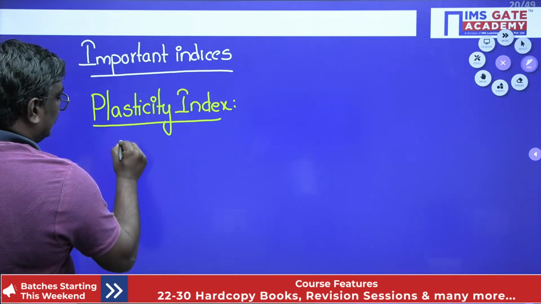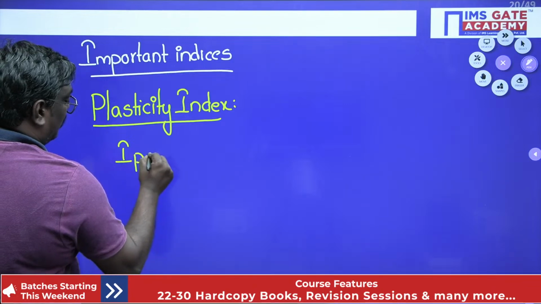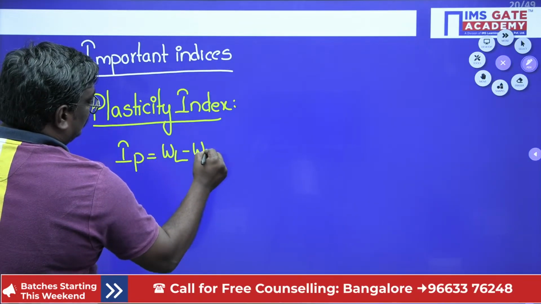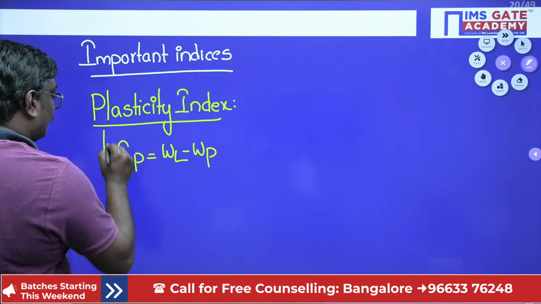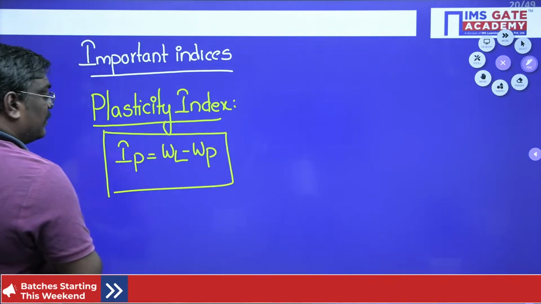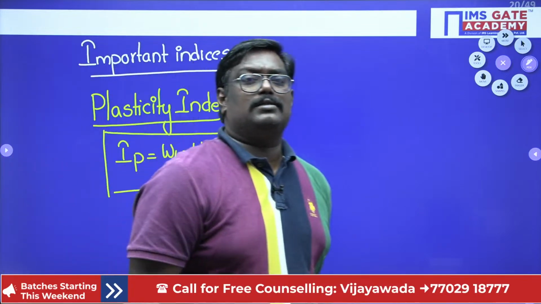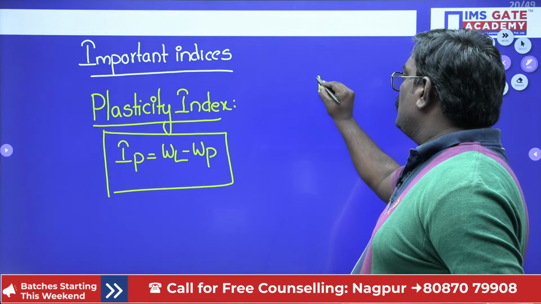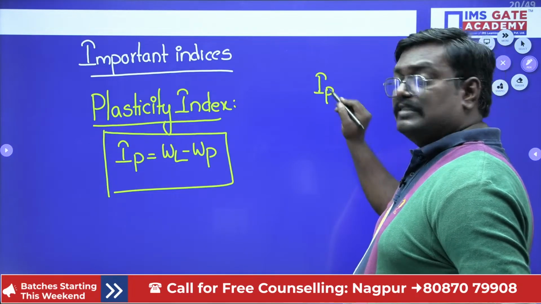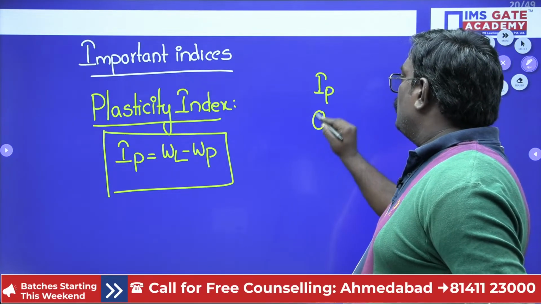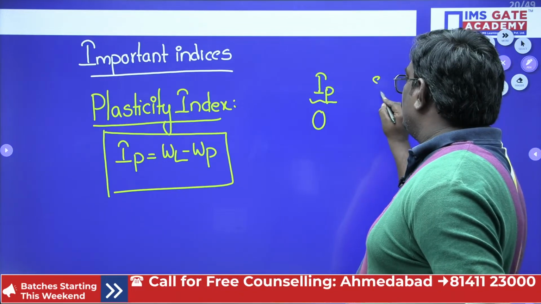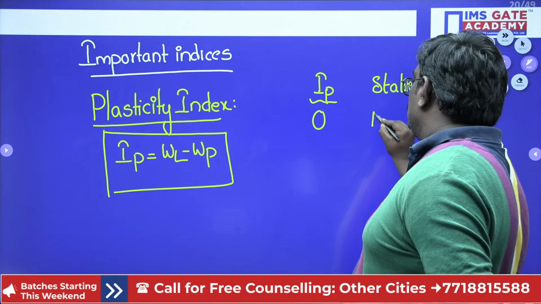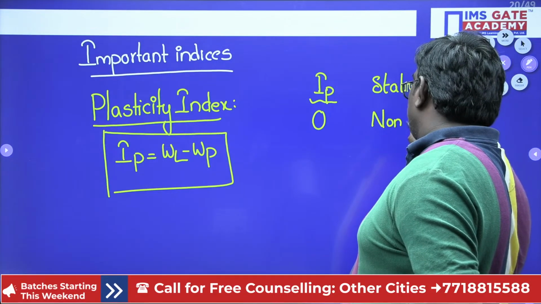So plasticity index IP is given by the formula WL minus WP, that is, liquid limit minus plastic limit. If the IP value is negative, we take it as 0. When the IP value is 0 or negative, we take the state of the soil as non-plastic.